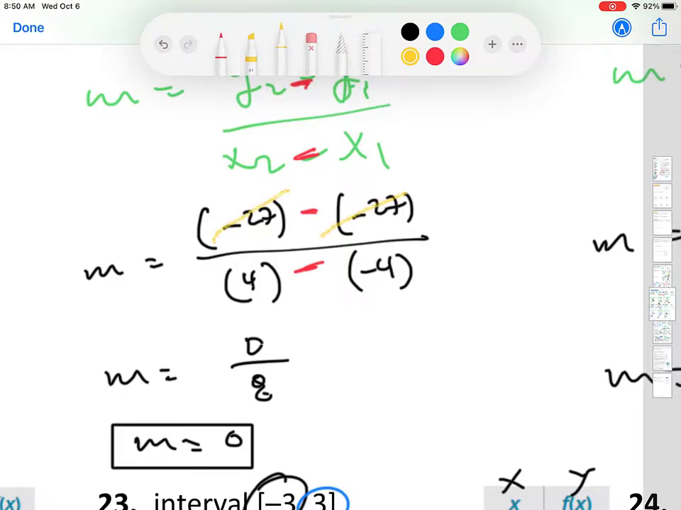-27, and the opposite of -27 is +27, so it's essentially 0. In that case, canceling there is 0. And that one becomes +4. So 4 plus 4 gives you 8. 0 divided by 8 is 0, not undefined.